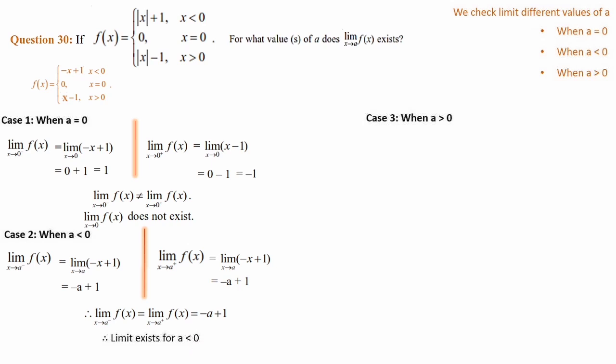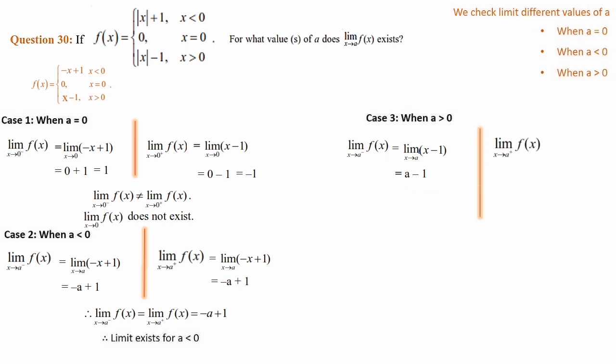Next is case 3, that is when a greater than 0. Here when a greater than 0, this is the function we are going to take throughout, that is x minus 1. Remember, when a less than 0 we have taken one function for both left hand limit and right hand limit, and when a greater than 0 this is the function we are going to take. That is limit x tends to a minus f of x is equal to limit x tends to a of x minus 1 that we have taken. Then we can replace x as a, that is a minus 1.